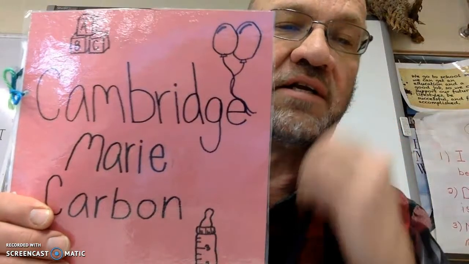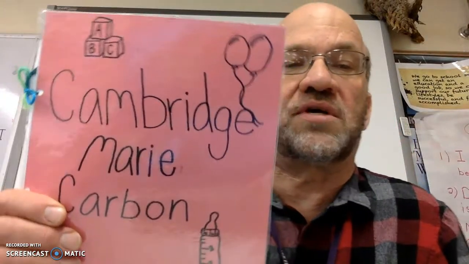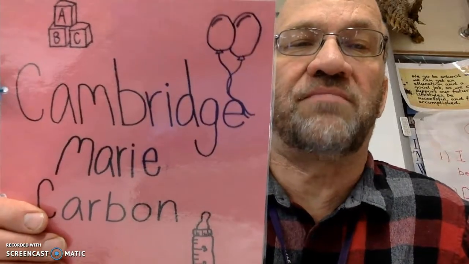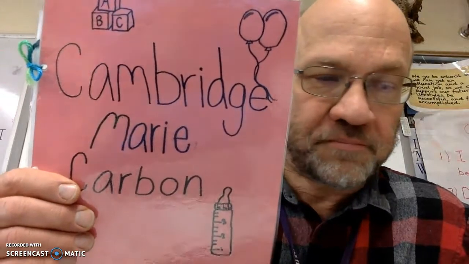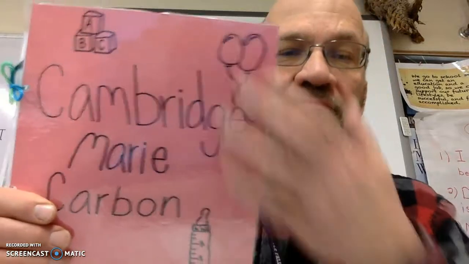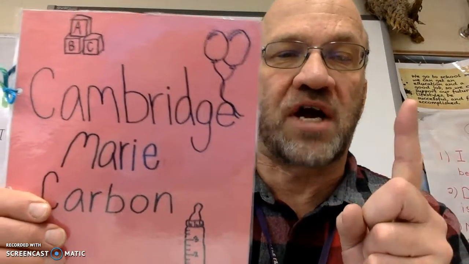You can add a name to it. So you could have, here's Cambridge Marie Carbon, right? That was somebody whose element was carbon, and they added two other names just like it would be a baby. That's your job. You might have Sarah and Sulfur or something. It's up to you, whatever you want to do. Make a cover. First job.